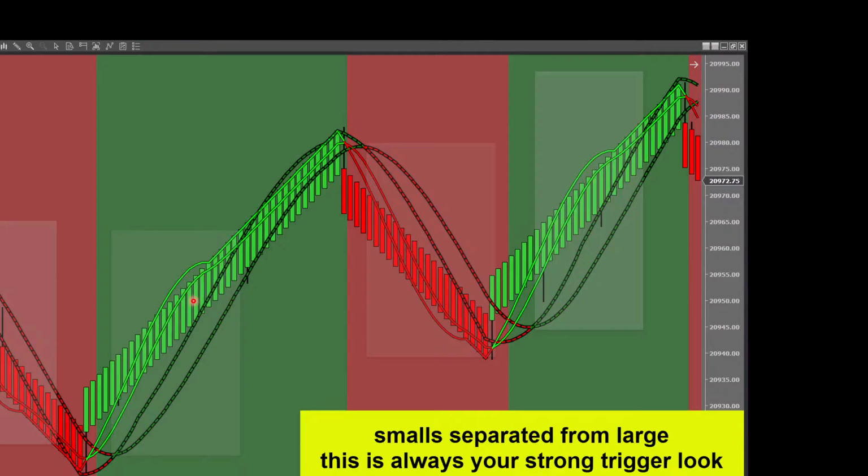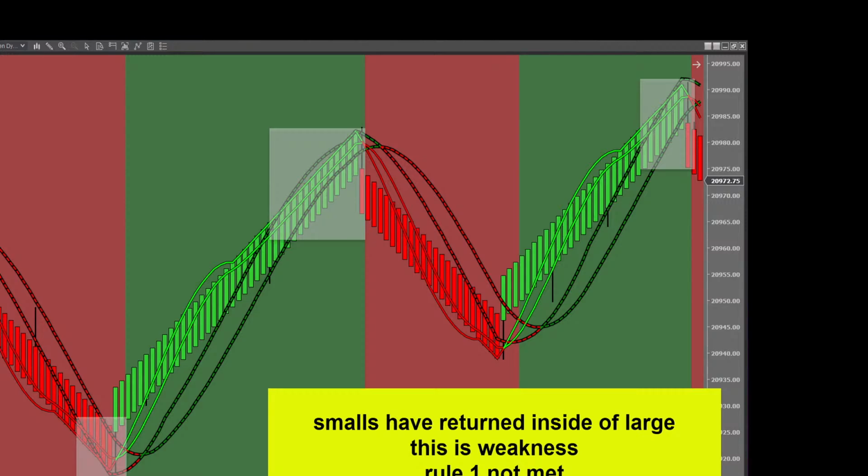You're going to see that strength isn't a forever thing. Strength in a move, it's the same look every time. It's that separation. And then weakness is always when those triggers come back together. So weakness, and there's a reversal. Weakness, and there's a reversal. Weakness, there's a reversal. Uh-oh, strength, and there's a reversal. We're going to talk about rule number 2. And then there's weakness again, and there's a reversal.